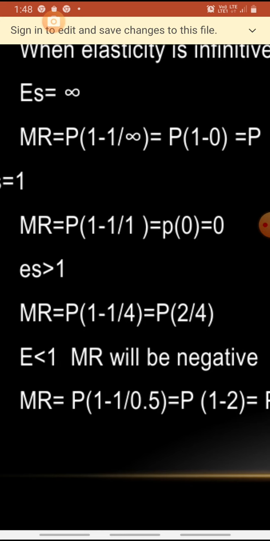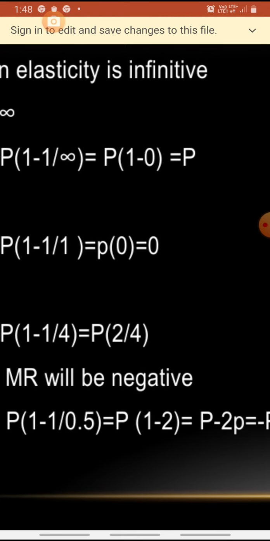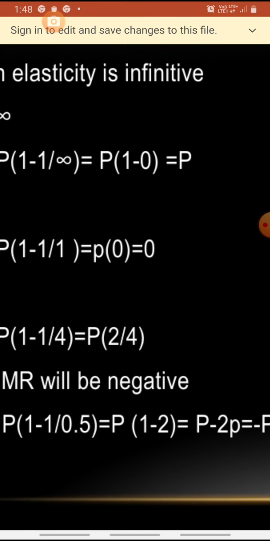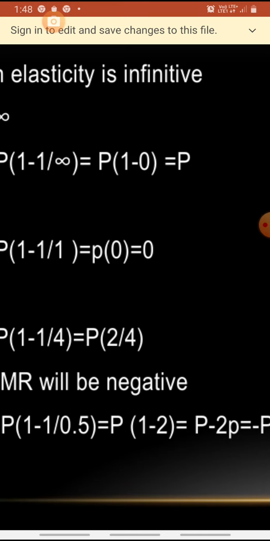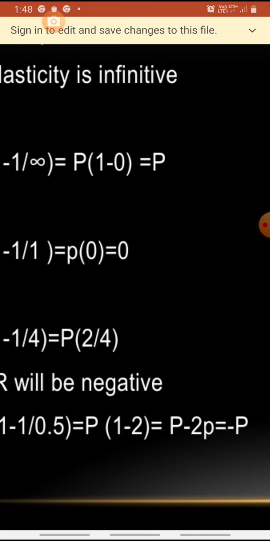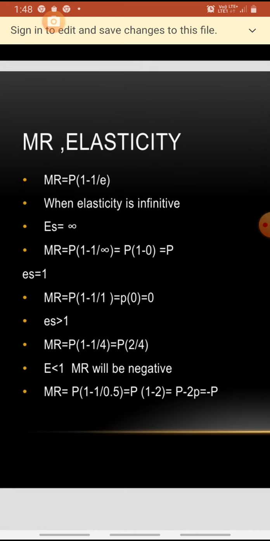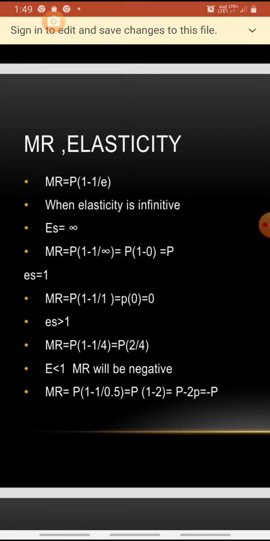If elasticity is 0.5, applying it in the equation P into 1 minus 1 by E, 1 by 0.5 is equal to 2. So 1 minus 2 is minus 1, and MR is equal to P minus 2P. So the value is negative.